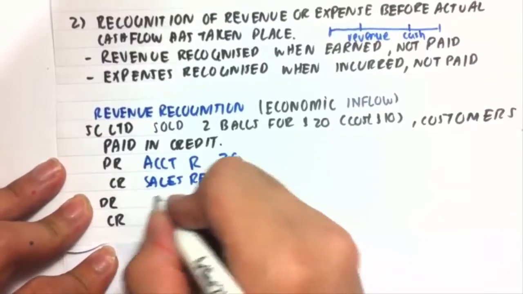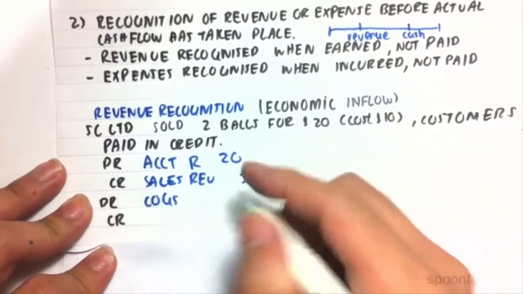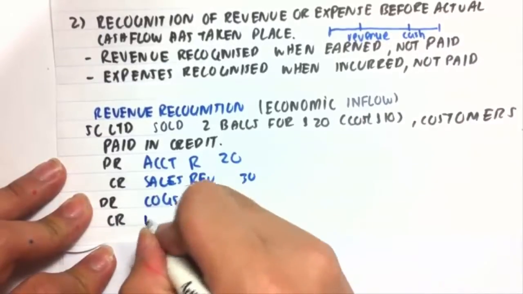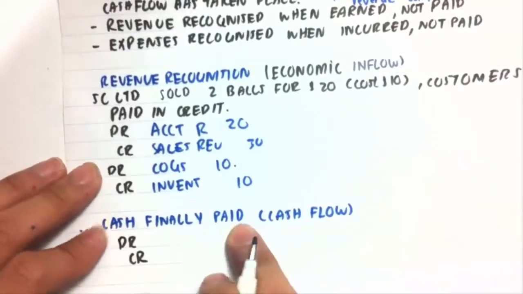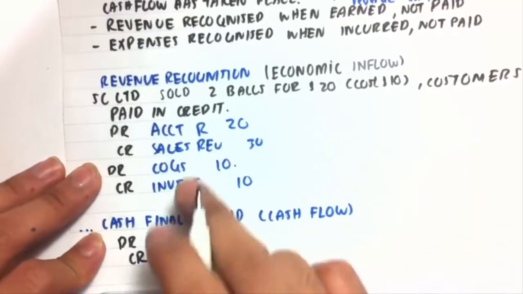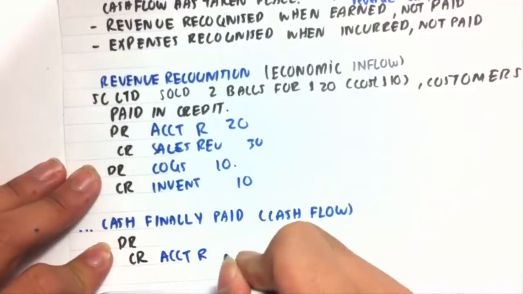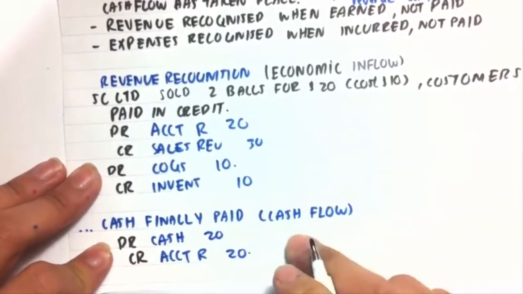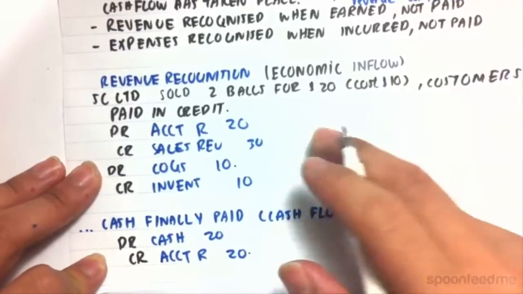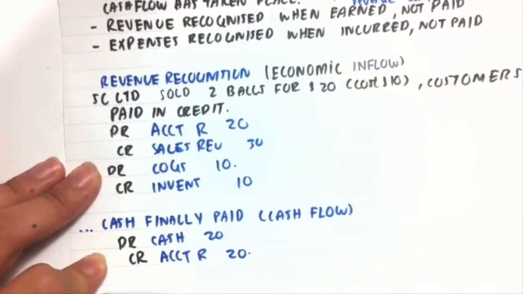Afterwards, we also need to recognize the expense, which is the COGS, $10, and then we also need to recognize the reduction in inventory of $10. So what happens when the cash is finally paid, or when the cash flow actually happens? That's when we reduce our accounts receivable by $20, and we increase our cash by $20. As you see here, there's no impact on revenue. Revenue is already recorded when we have earned the economic inflow, and then cash is recorded afterwards.